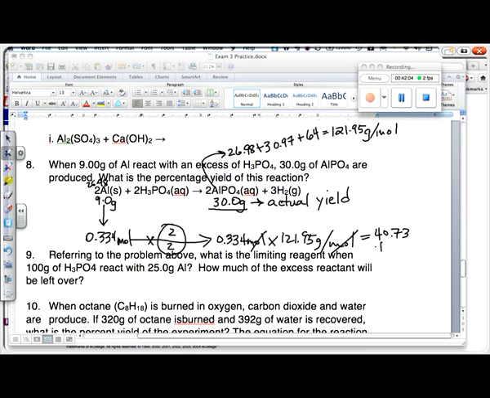So every time you do a grams stoichiometry problem, I don't know why it's just like slowing down. It's weird.